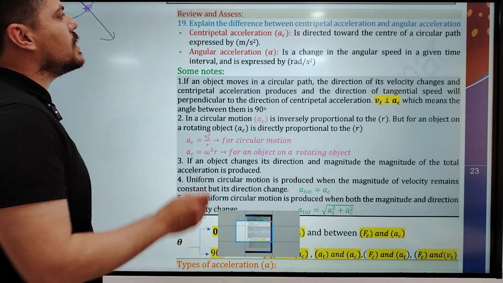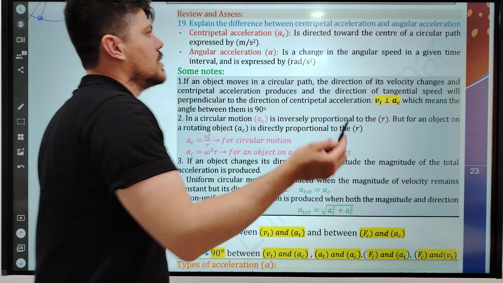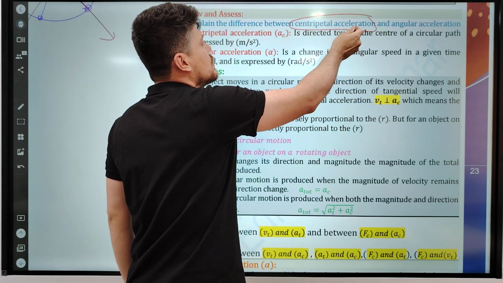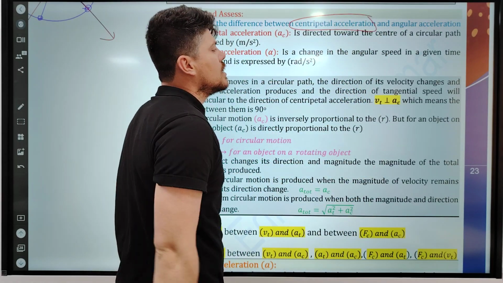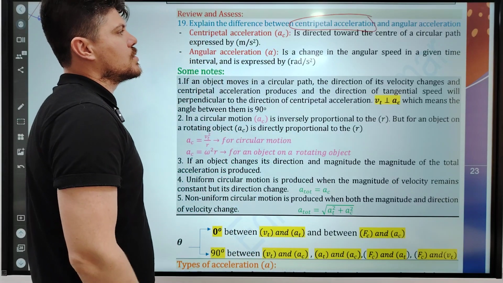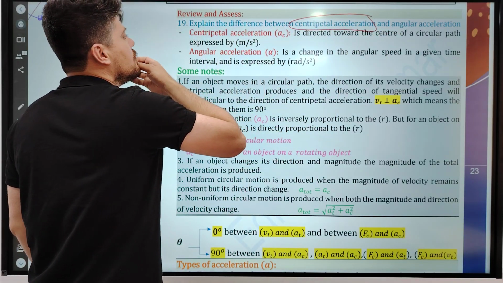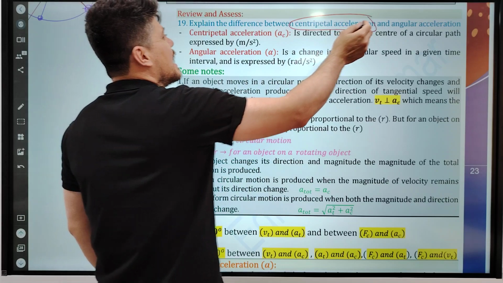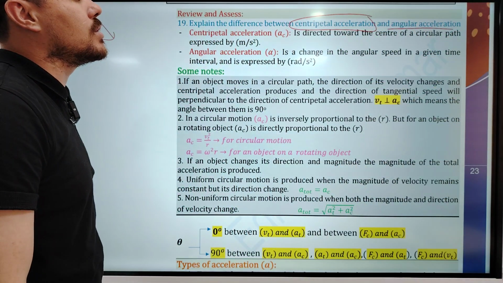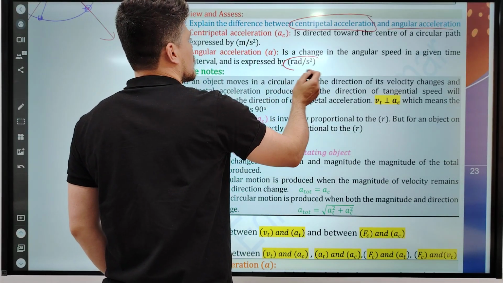Question 19. Explain the difference between centripetal acceleration and angular acceleration. As we discussed before, centripetal acceleration is the acceleration produced due to the variation of the direction of the velocity, which is directed toward the center of the circular path, expressed in meters per second squared. But angular acceleration is the time rate of the variation of the angular speed, which is measured in rad per second squared.